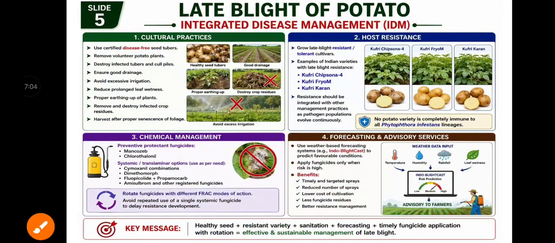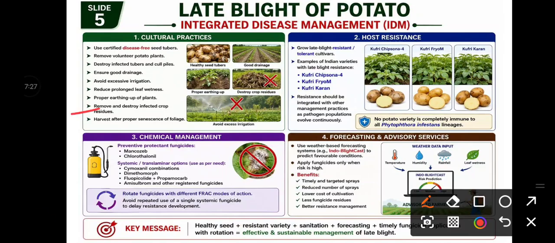Next, about the management. As we all know, the primary source of inoculum for this late blight of potato is the infected seed and crop debris. So the major thing we have to do is properly follow cultural practices to destroy the infected crop residue. Then we should use certified disease free seed, destroy infected tubers and cull piles, ensure good drainage because high humidity will favor the disease, and proper earthing up should be there because exposed tubers will ultimately get infected.